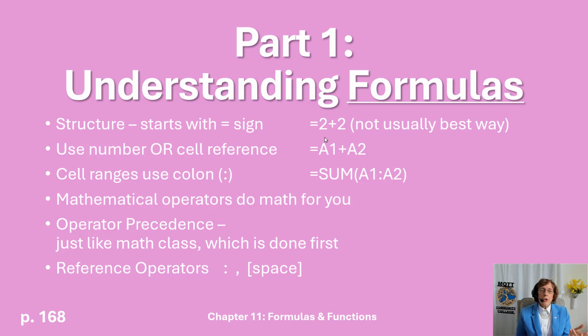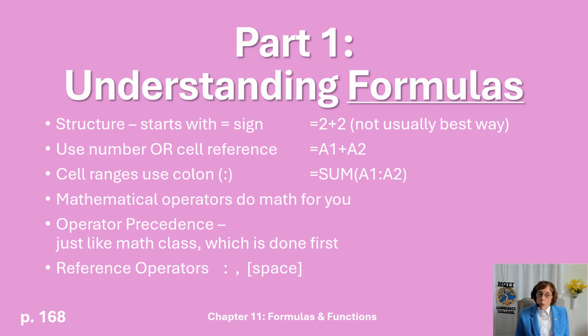Instead, what we use is the cell reference, the cell number. So we might say equals A1 plus A2, which you can do by clicking or by typing. Clicking is the easiest way, but sometimes typing. I type a lot, so that's fine. So it would be equals A1 plus A2. And that's good. That's a formula.